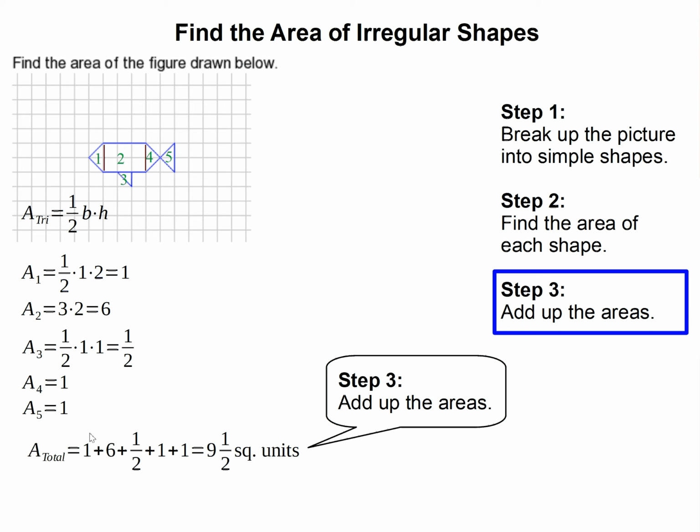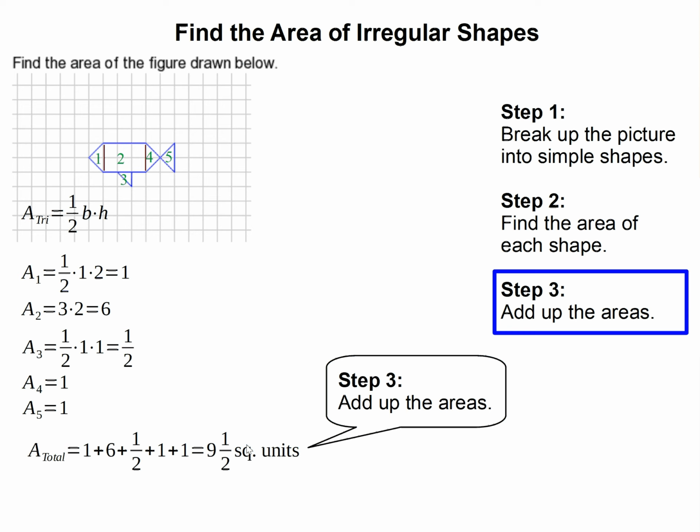Now that we have them all here, we write them out, area 1, area 2, area 3, and so on. Then we add them all up, and we get 9.5. So our total area is 9.5, but we need units. Notice they did not state any units, so the units are just units. Since it's area, I put square units here.